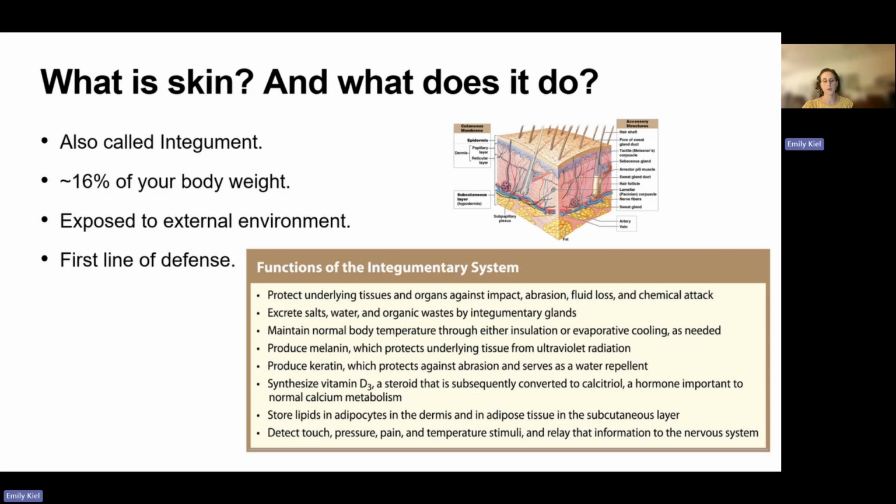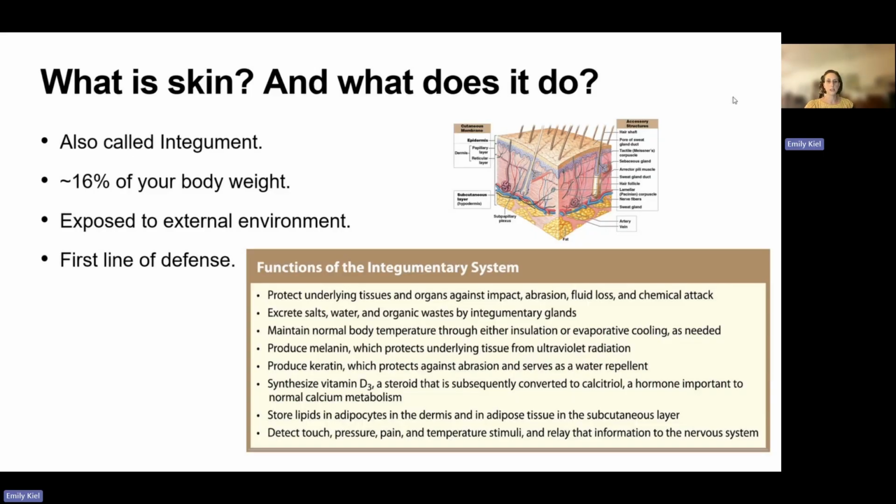So the functions of our skin, they're going to protect underlying tissues and organs against impact, abrasion, fluid loss, and chemical attack. We're going to see the excretion of salt, water, and organic wastes, so things like our sweat. It's going to help maintain a normal body temperature through either insulation or evaporative cooling as needed.